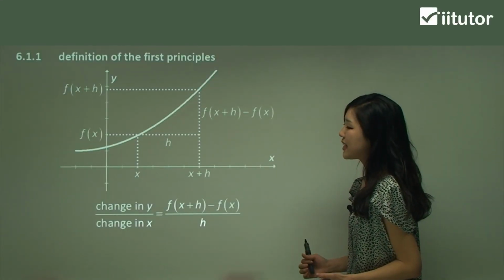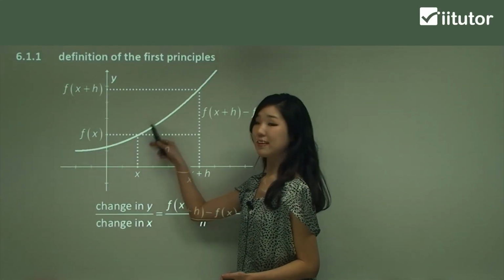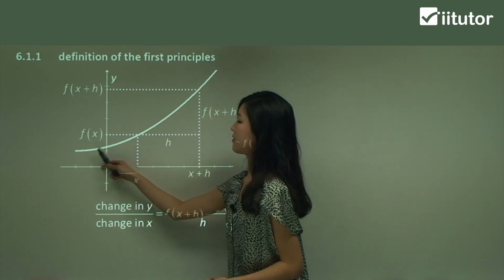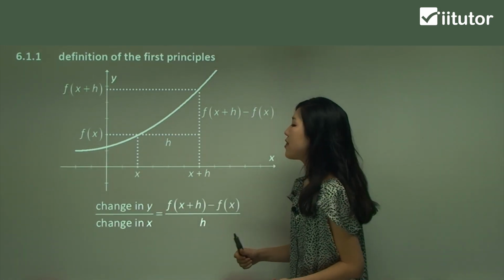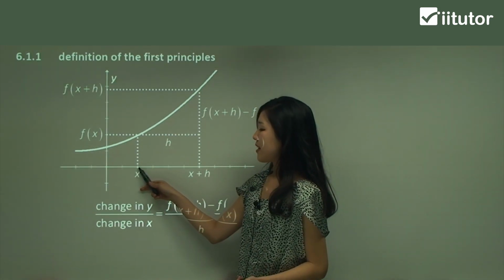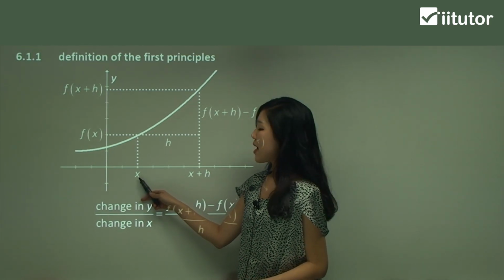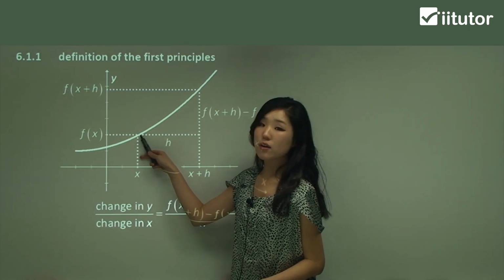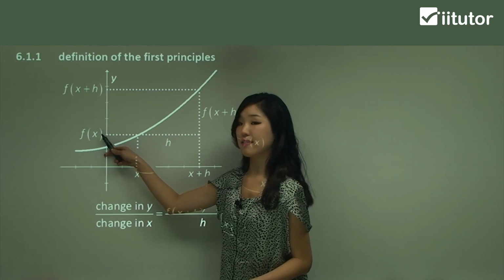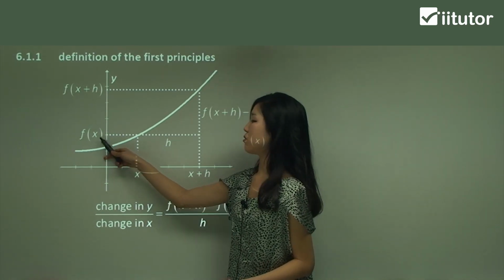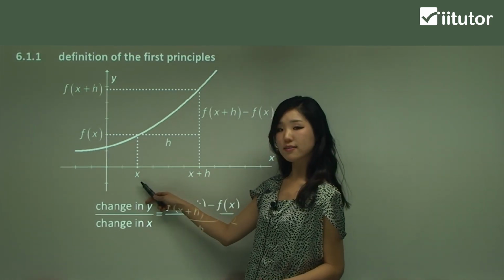Now, to understand this, think about a function that looks like this. This is a function that slopes like this. Now, think about a value x. Let's let that point be x. At that point x, the y would be the function of x, which is f(x), isn't it? f(x), which is the y coordinate of that point x.